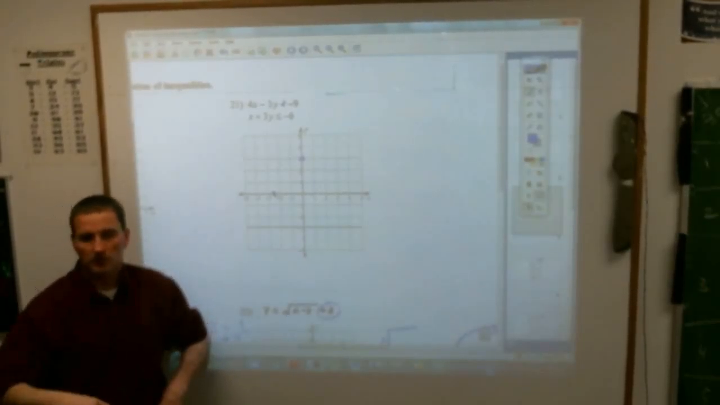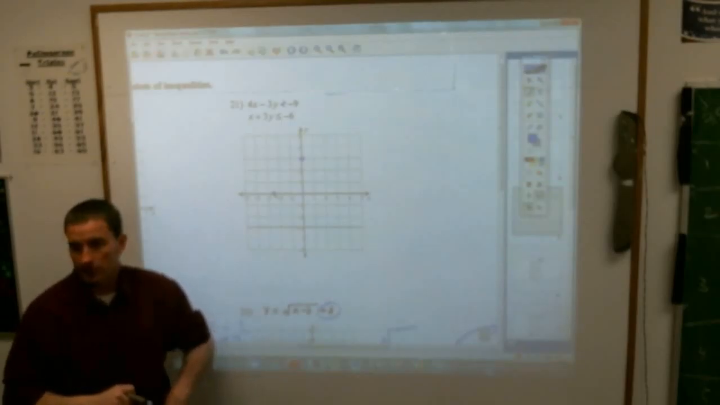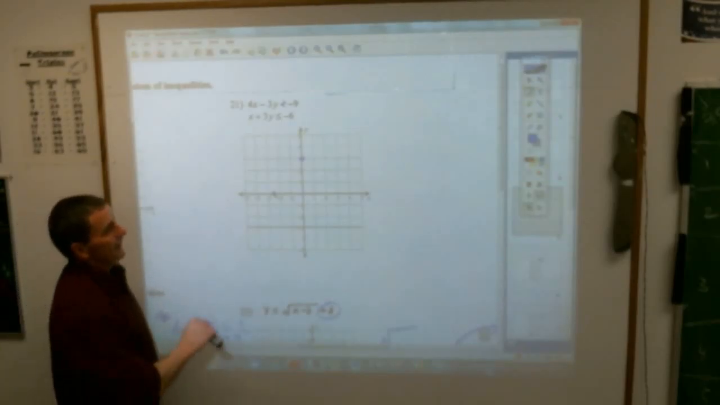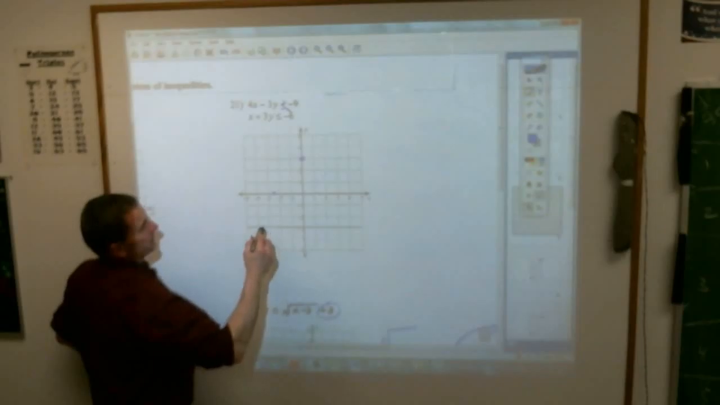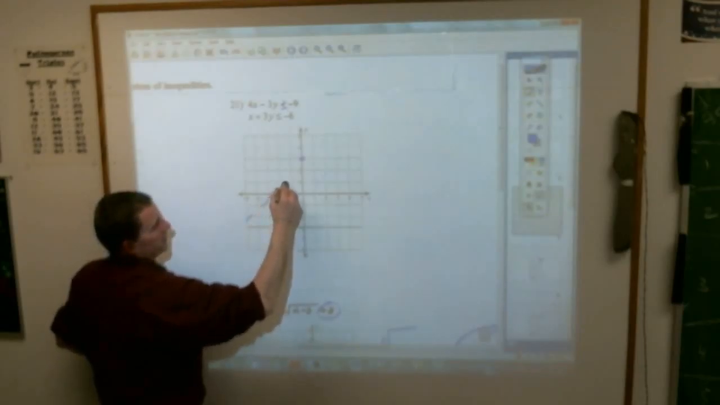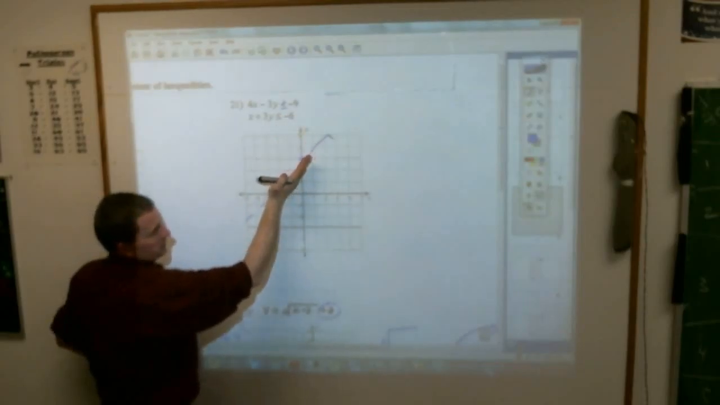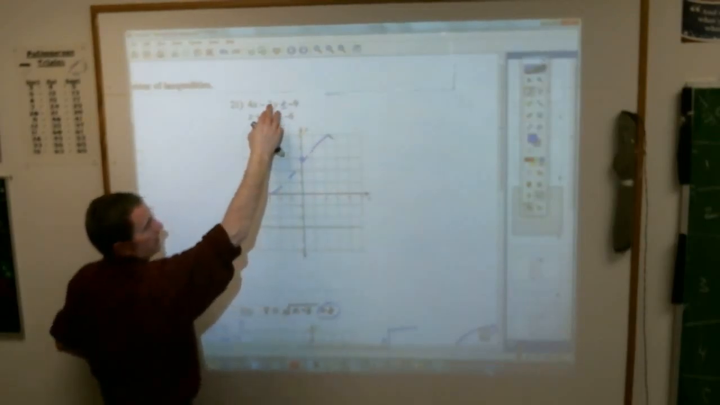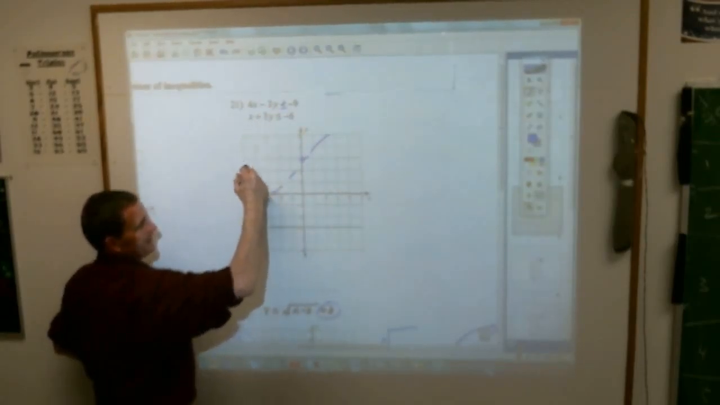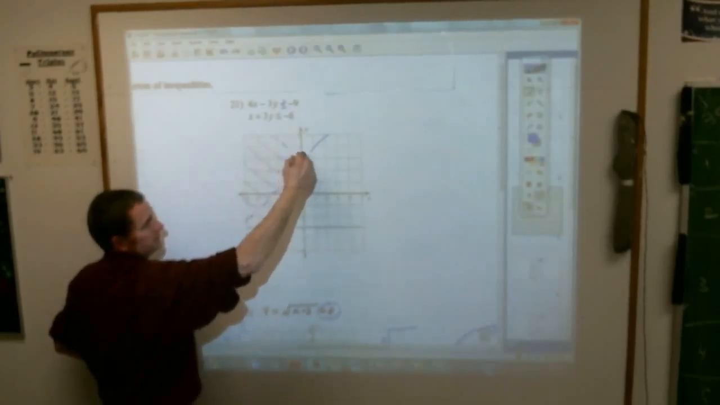Just a test note, if you want to grab it on the back, here's a test note. And it's not equal to, so it's a dash line, and this is what I was talking about. Originally that was the less than sign, which meant you should shade here, but it's a negative y, so you actually shade the top side of it.